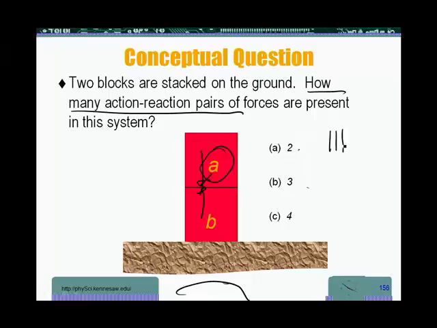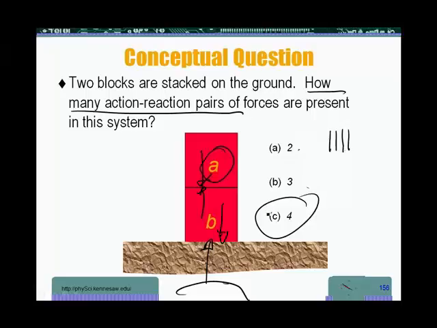Okay, now we can go to another pair. The floor is going to hold block B up with a normal force, and block B is going to push down on the floor with a normal force. That's 4. Now, of course, there is A and B, they exert gravitational forces on each other, but they are too tiny, we ignore them, so that's why our answer is going to be 4.